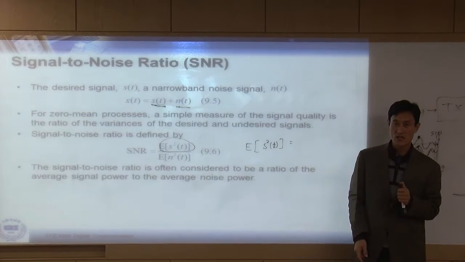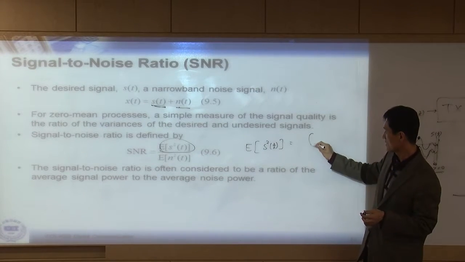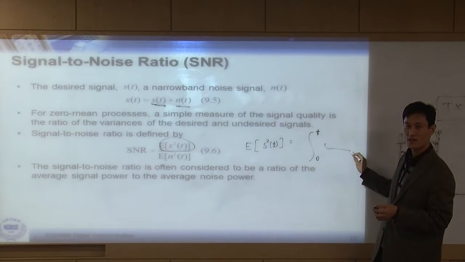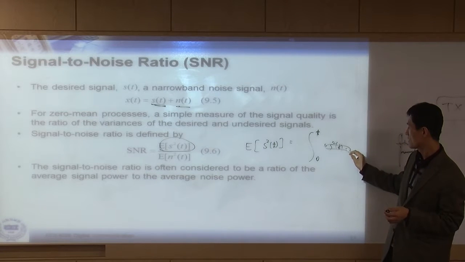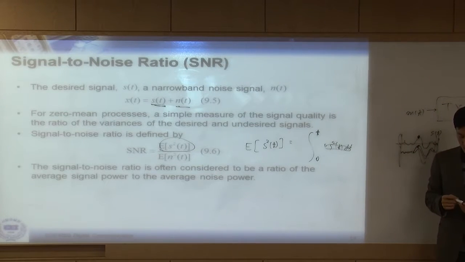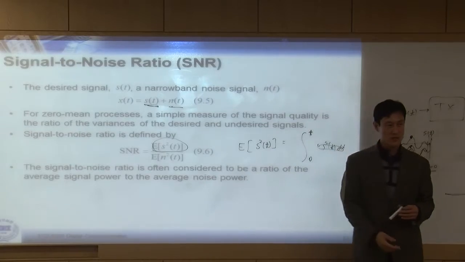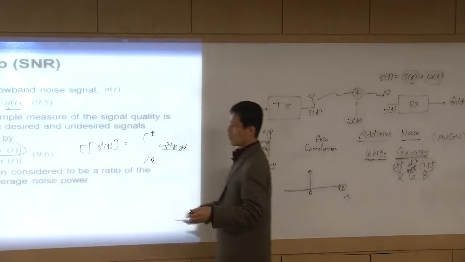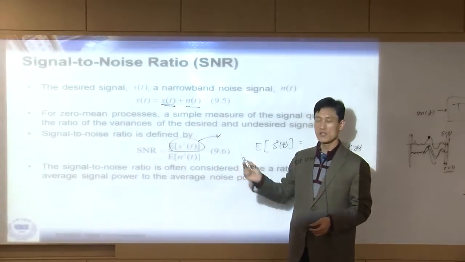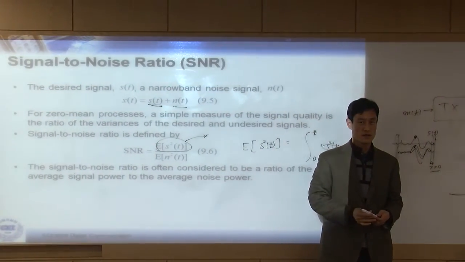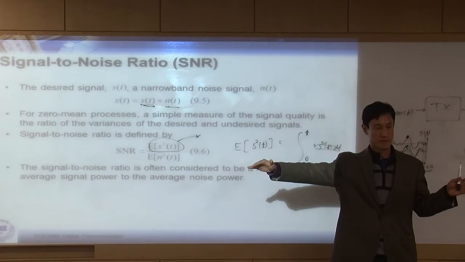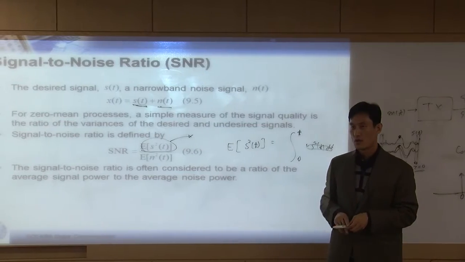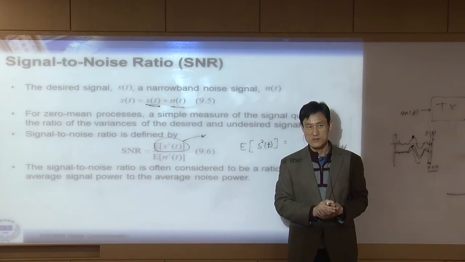Now let's take expectation. What is expectation? Expectation is like an integral, the integral of your s squared(t) dt, something like that. What do you get if you take expectation? You're going to get the average. So what does this mean? Average signal power. You're taking the average over time. You are measuring for a long time and just getting the average. So this is average signal power.